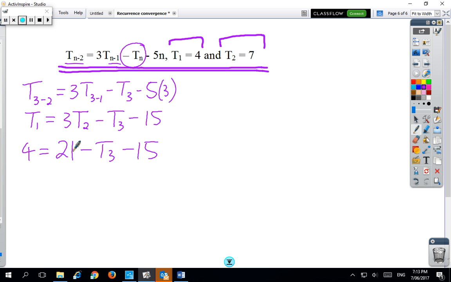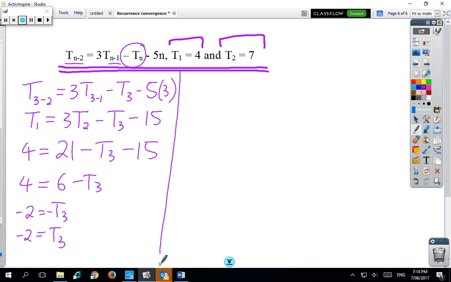So let's tidy up. 21 and minus 15 can go together to make 6. Now I'm going to minus 6 from both sides. So minus 2 is worth minus our term. So we just swap both signs to make T3 is minus 2. Whoo, that's ugly. So we've got term 1, which is 4, term 2, which is 7, term 3, which is minus 2. This is an odd pattern.